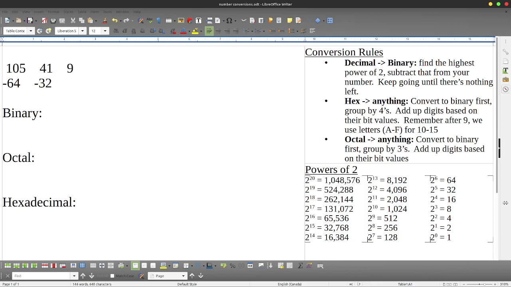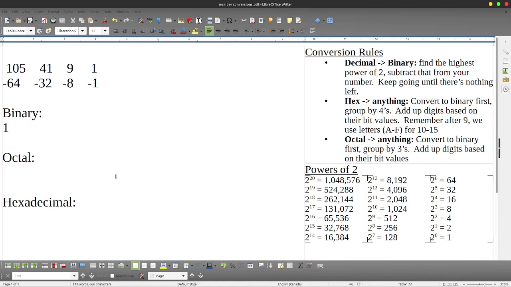So 9, what's the next highest bit value we can subtract out? Well, that's of course going to be 8, which is going to give us 1, and then we subtract out 1. And then, starting with the highest bit value, I always start from this side when I'm writing it out. You could do the reverse.